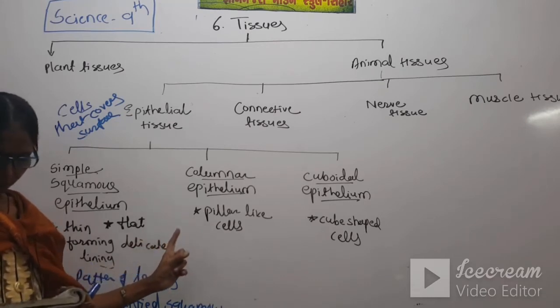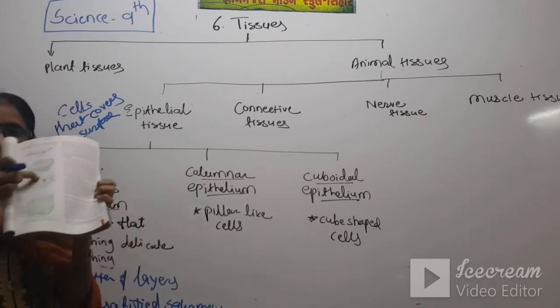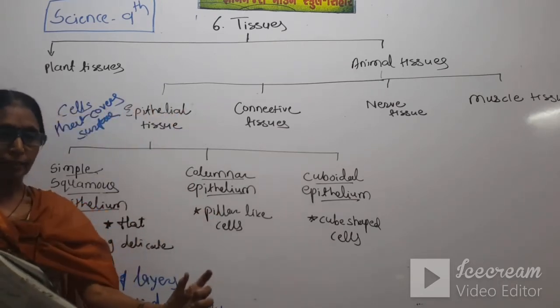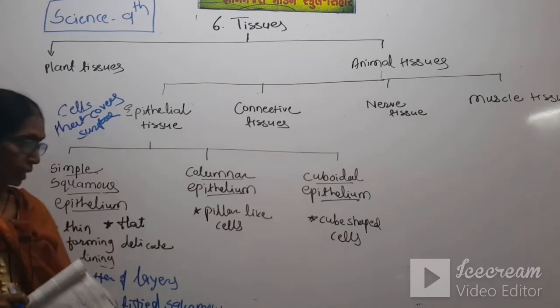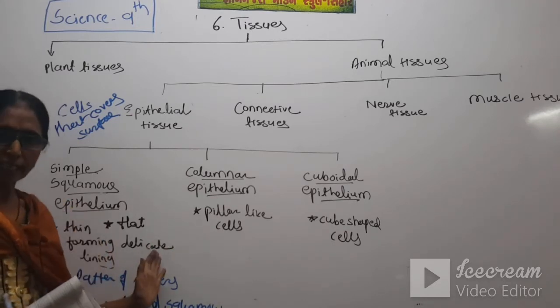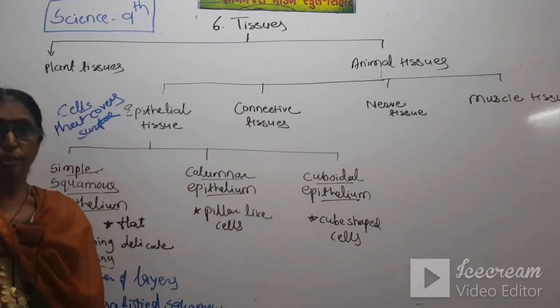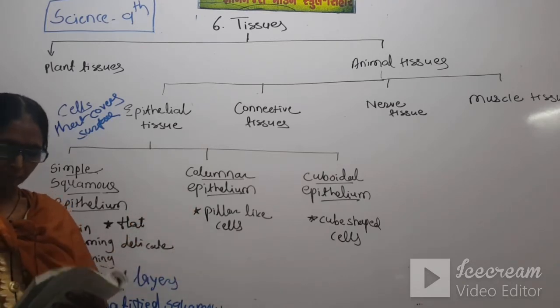Their structure is given here. The structure is just like a column, students. So columns are there, therefore they are called columnar epithelium. Here the structure is thin and flat, so simple. Here the structure is just like columns, therefore they are called columnar epithelium.